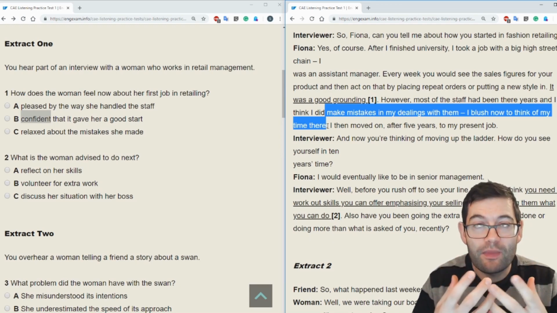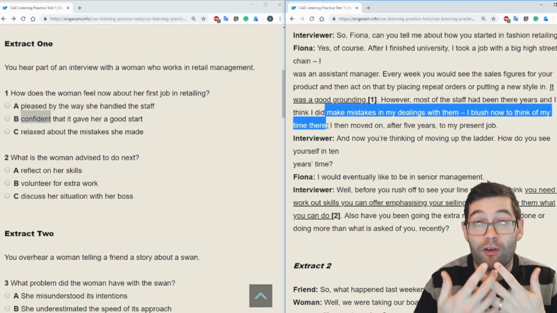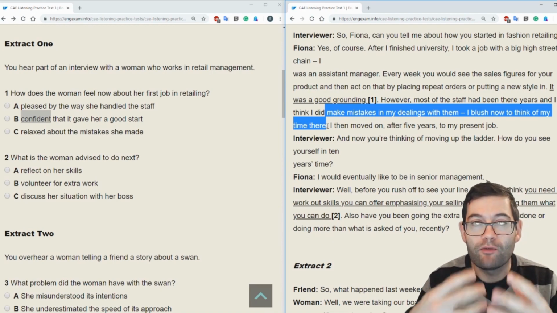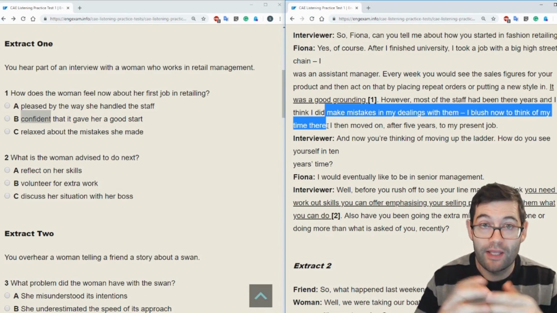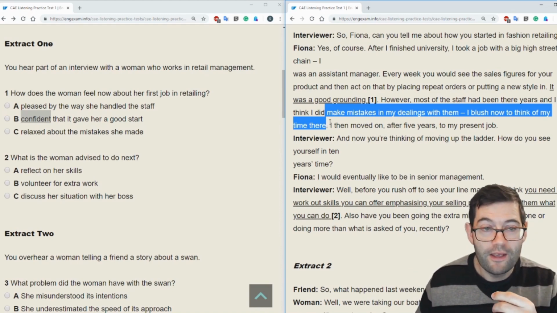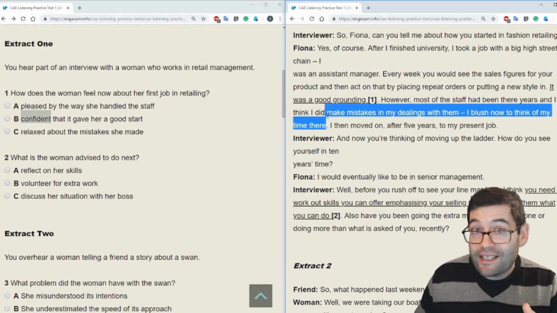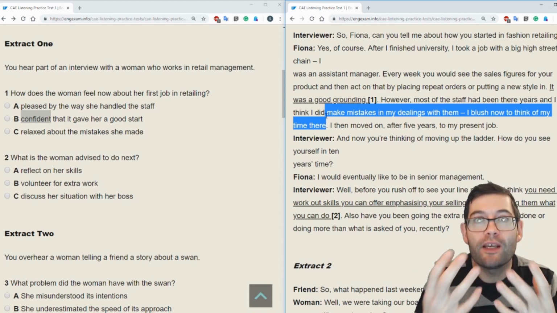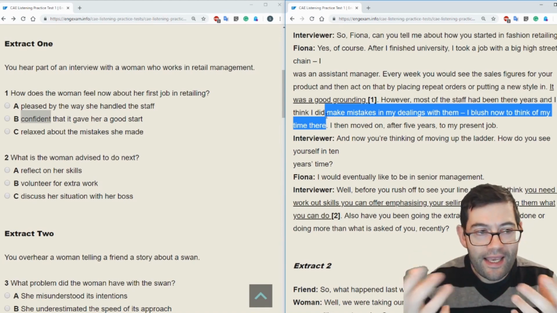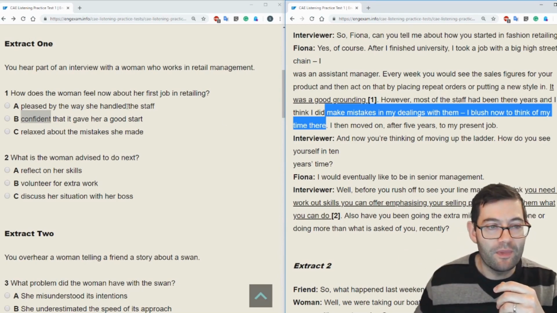If you blush, it means that you're embarrassed for a reason. So it's not that she was pleased by the way she handled the staff, but rather she was embarrassed by the mistakes that she made with the staff. And as a result, she wasn't relaxed about her mistakes, because the idea behind blushing is that you are embarrassed. So it can't be A or C. The answer has to be B.